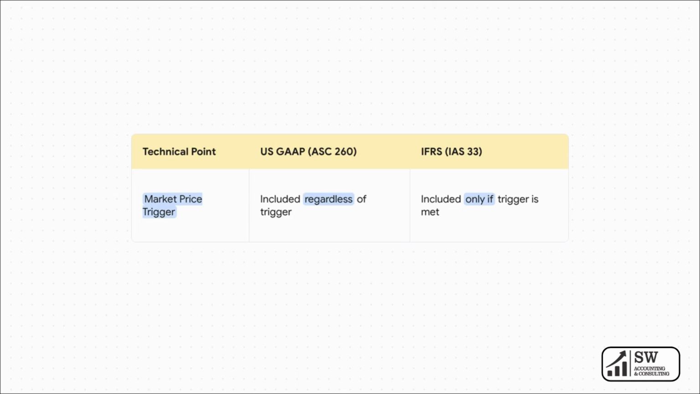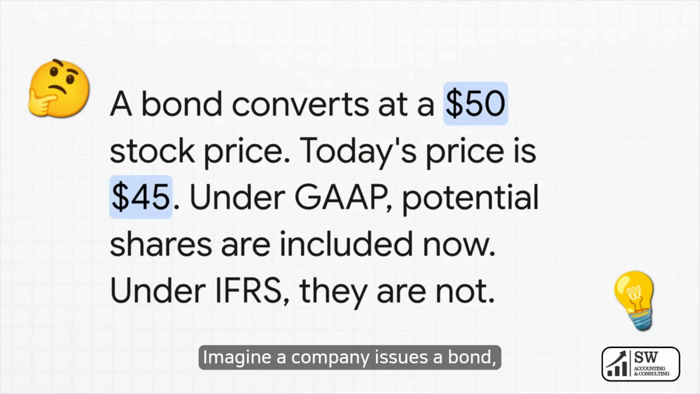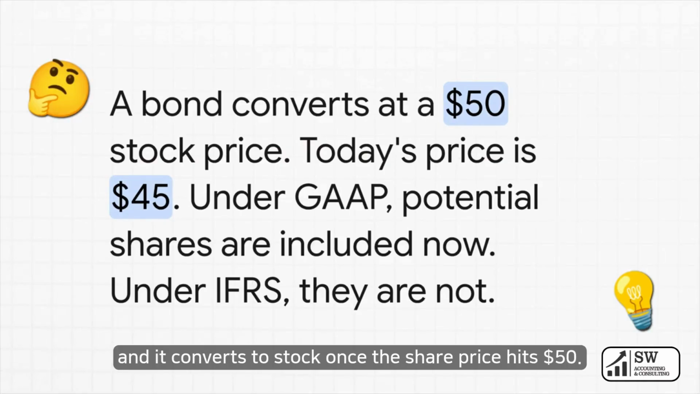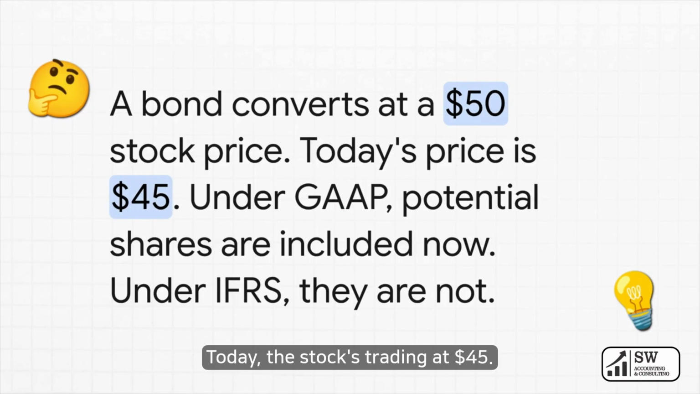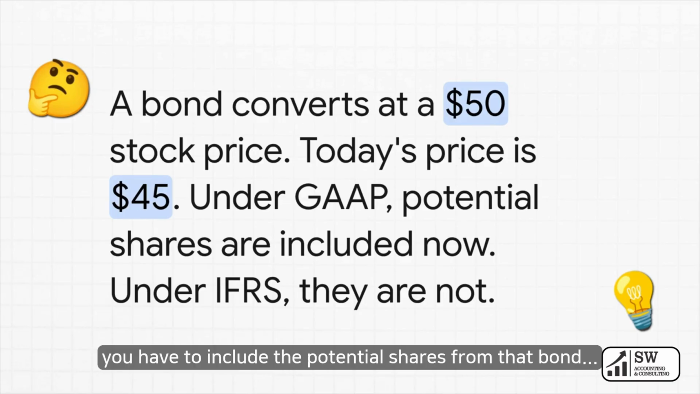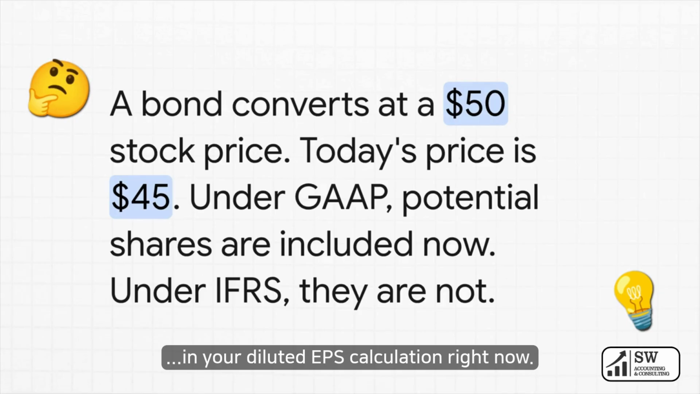IFRS, on the other hand, is much more of a wait-and-see standard. You only include those potential shares once the condition has actually been met at the end of the reporting period. Let's make this real. Imagine a company issues a bond, and it converts to stock once the share price hits $50. Today, the stock's trading at 45. Under US GAAP, you have to include the potential shares from that bond in your diluted EPS calculation right now. But under IFRS, you do absolutely nothing. Those shares stay out of the calculation because that $50 trigger is still out of reach.